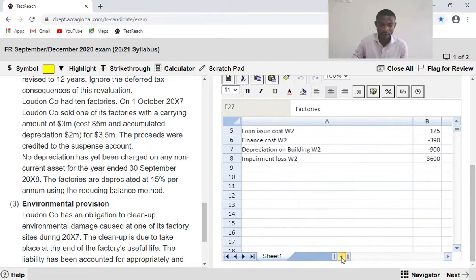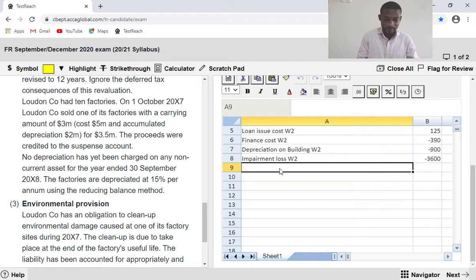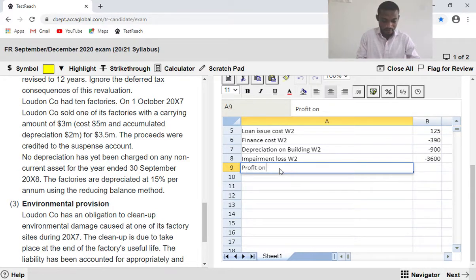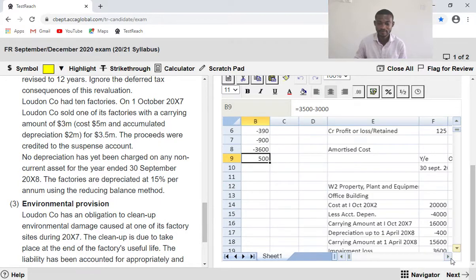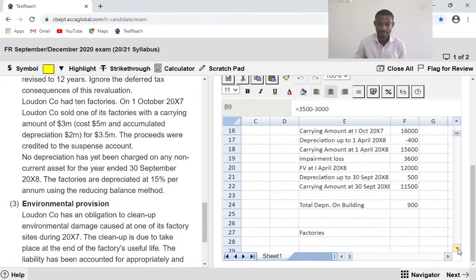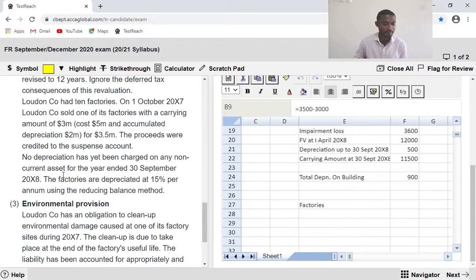So quickly, I'll come back to profit and say, profit on disposal, and I'll work that here and say it is equal to, so I'm looking at it, it is 3,500 minus 3,000, and you don't need to show a separate workings for this because when the marker clicks in it, they will know that the profit is 3,500 minus 3,000. Easy. Now, I can go back and build on my workings for the factories. Now, what do I need? We were given that the factories are depreciated 15% per annum. So no depreciation has yet been accounted for.